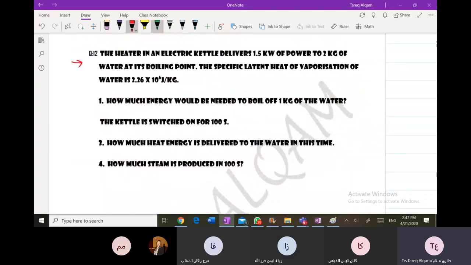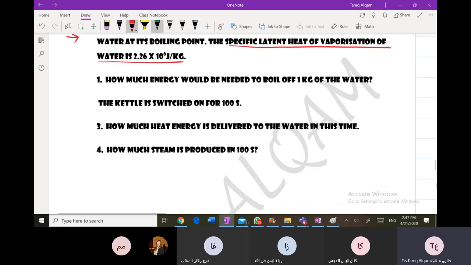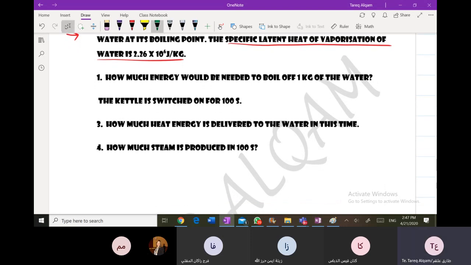Here, a direct substitution question. A heated electrical kettle delivers 1.5 kilowatts of power to 2 kilograms of water at its boiling point. The specific latent heat of vaporization of water is 2.26 times 10 to the power 6 joules per kilogram. How much energy would be needed to boil 1 kilogram? The energy needed is mL, with mass 1 kilogram, right? So it's 2.26 times 10 to the power 6 joules. This is the energy needed to boil 1 kilogram.